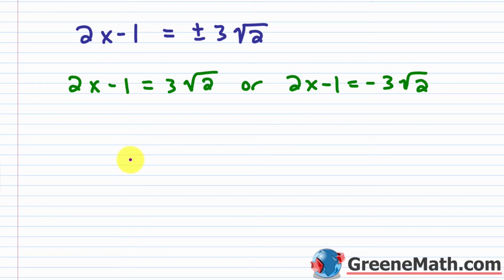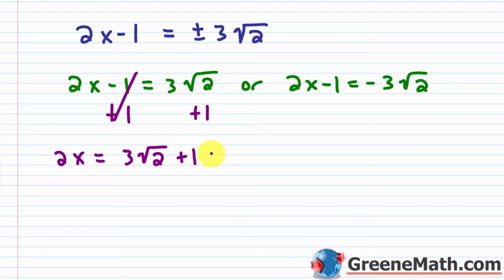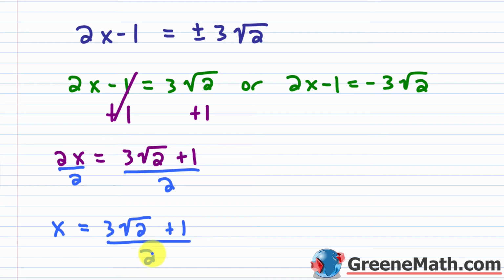So over here I've got where I can add 1 to each side of the equation, so that's going to cancel. I'll have 2x is equal to 3 times square root of 2 plus 1. If I want to solve for x, I just divide both sides by 2. And I'm going to get that x is equal to 3 times square root of 2 plus 1 over 2. And I really can't simplify that any further, so I just leave it in that format.